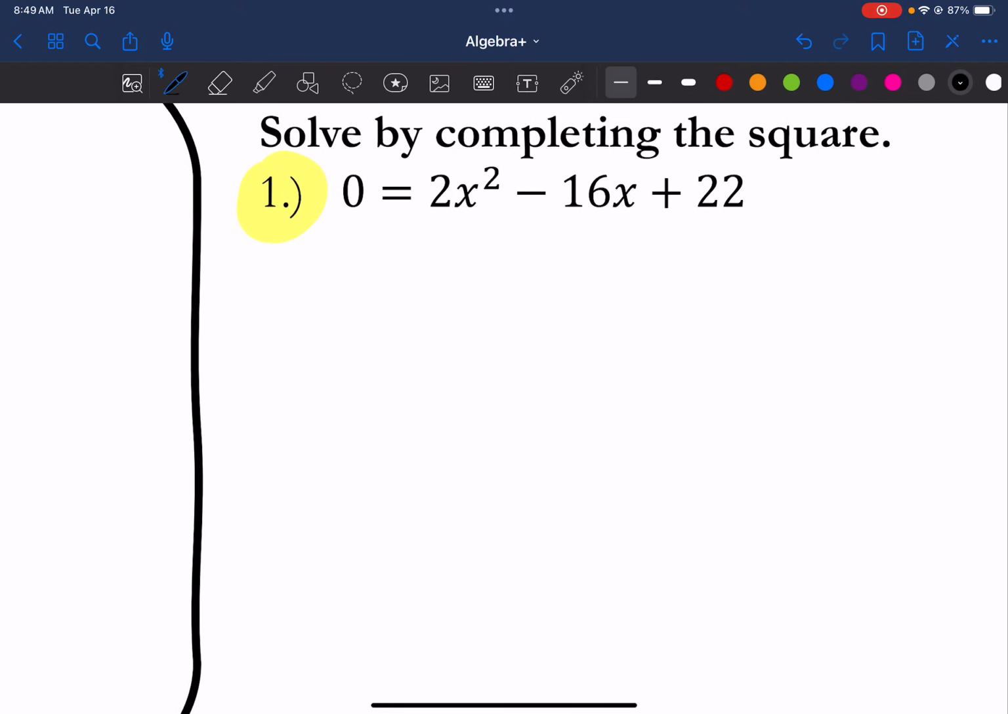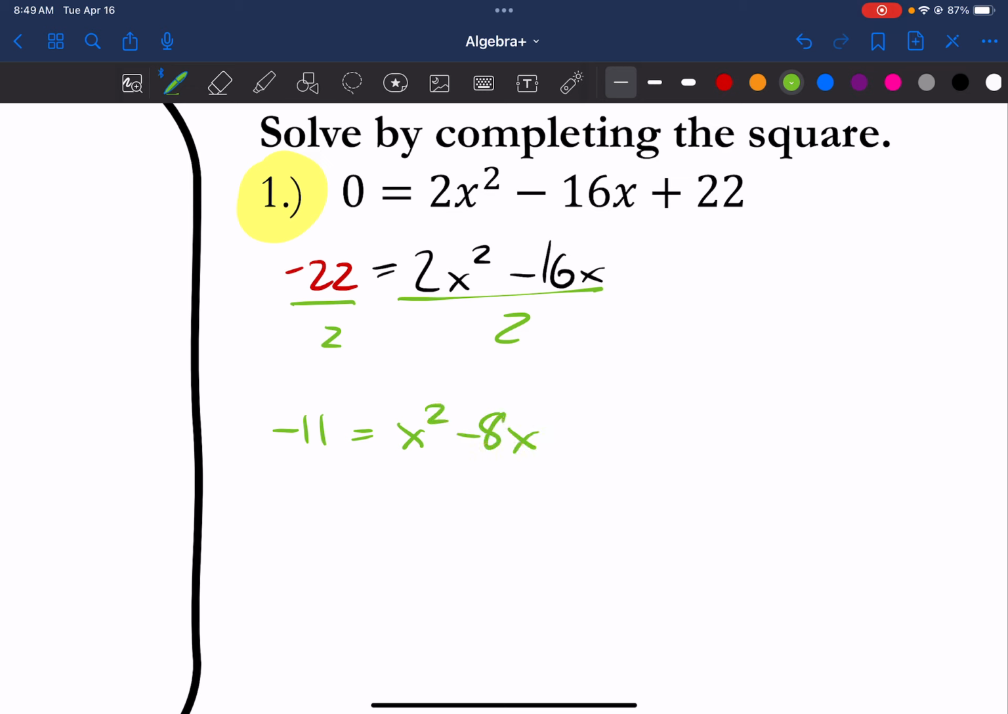So I bring c to the other side. I get a negative 22 equals 2x squared minus 16x. I'm dividing everything by 2. So I get a negative 11 equals x squared minus 8x. Now I'm doing b over 2 squared, right? B is negative 8. So I have a negative 8 over 2 squared, which gives me a negative 4 squared, which is 16. So I'm adding 16 to both sides.